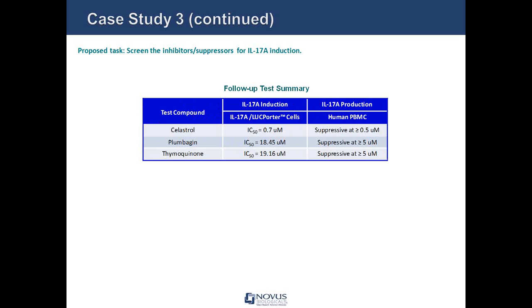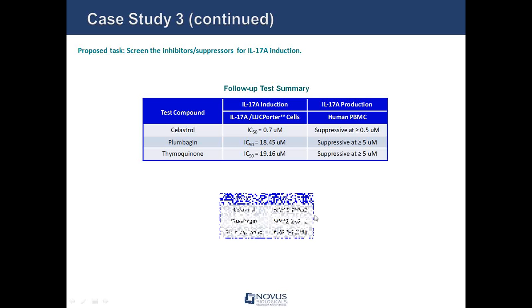And if I summarize the results, for IL-17A induction, the celestrol, promethazine, and thymoquinone IC50 values were evaluated in 3 different ways. And then human PBMC IL-17A production was inhibited by the 3 compounds as well. And later we productized these 3 compounds as IL-17A induction inhibitors.